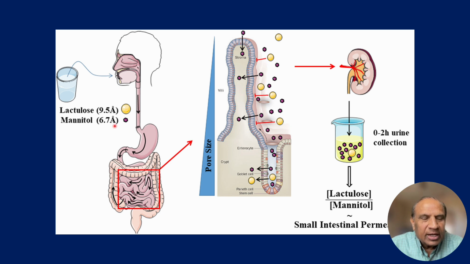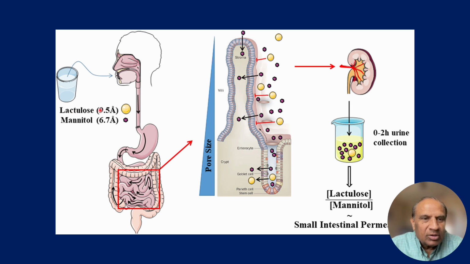So if you look at it that way, then mannitol, which is a small molecule, will pass through the intestinal wall, or in between these two cells. It will pass through because it is a smaller size than the tight junction.